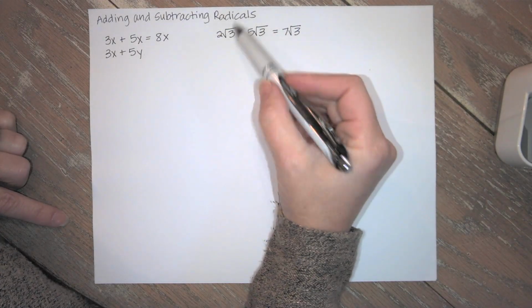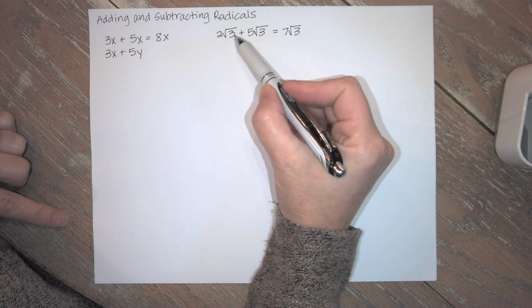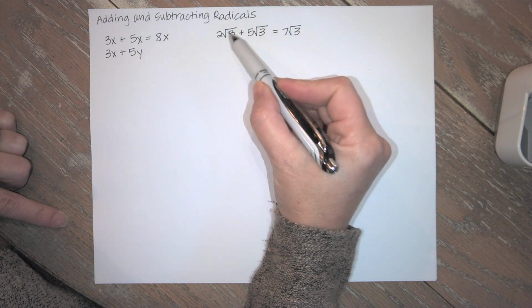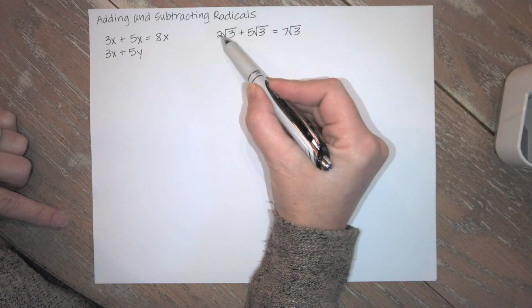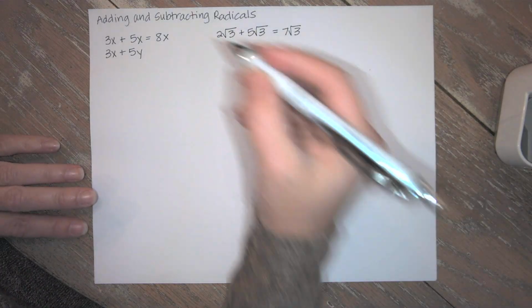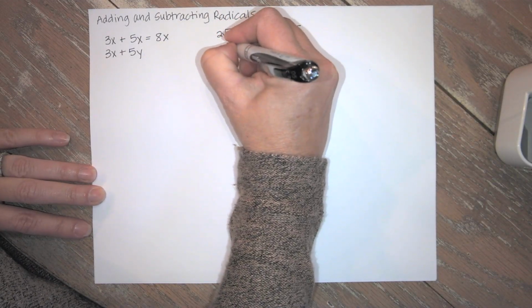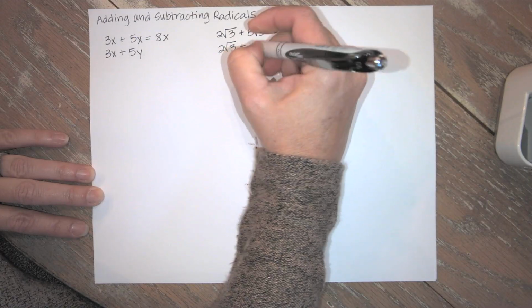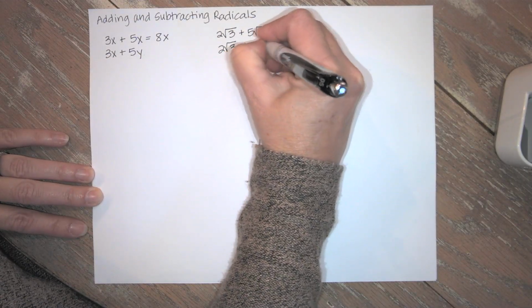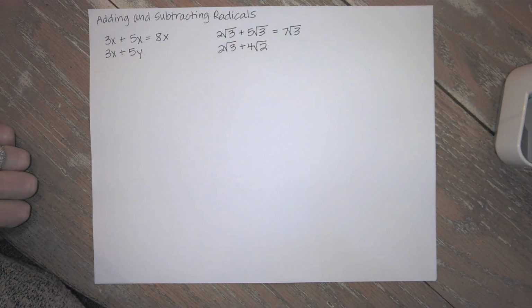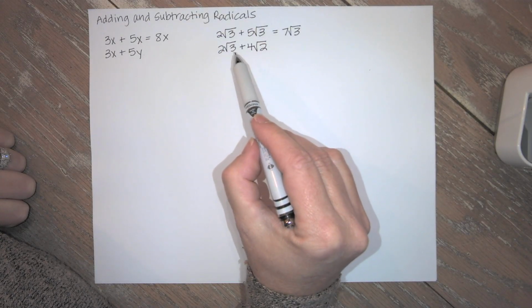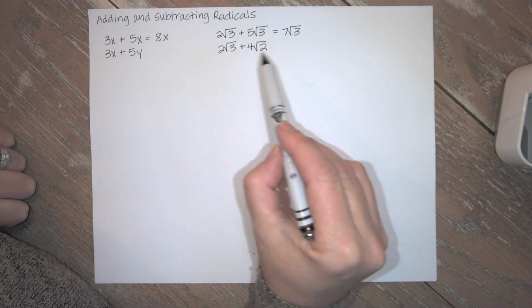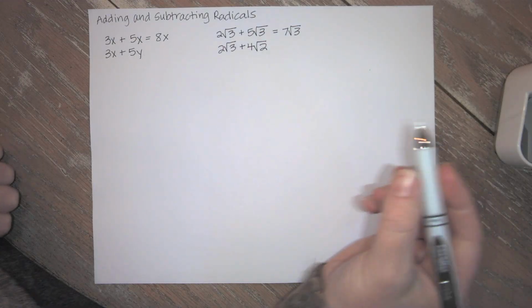So for radicals to be like terms, they have to have the same exact thing under the radical. And if they do, then they're like terms and you can add or subtract them. However, if you have different numbers or variables under the radical, you will not be able to do anything more to those as far as combining them. 2 square roots of 3 plus 4 square roots of 2 would just stay as it is.